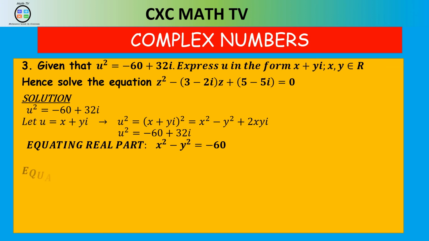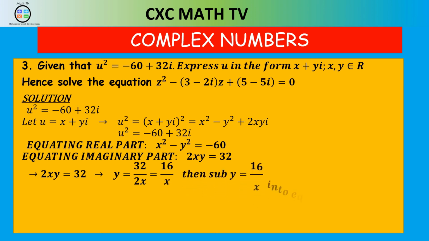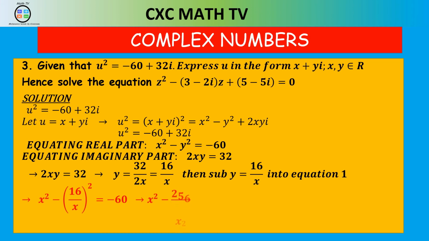So x squared minus y squared is negative 60. And we can equate imaginary parts, and so 2xy is equal to 32. From the second equation, 2xy is 32. We can divide both sides by 2x to get y is 16 over x. Once you get y is 16 over x, you can then substitute y as 16 over x into equation 1. Beautiful. So now we have x squared minus 256 over x squared is equal to negative 60 by substituting y as 16 over x into equation 1, which is the equation with the real part.